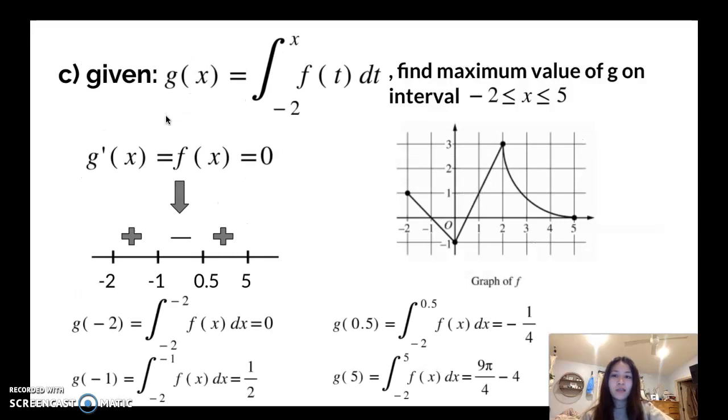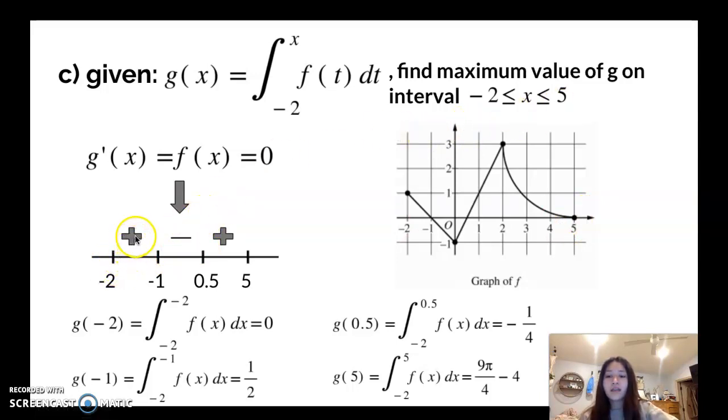For part C, we're given g of x, and we're finding the maximum value of g on the interval. So what I did was take the derivative of g of x and got g prime of x is equal to f of x, which is also equal to 0, because we're finding the maximum, which means that at the maximum point, the slope has to be 0. So the zeros on the graph are negative 1, 1/2, and 5. And I also included negative 2 because it was in the interval given.